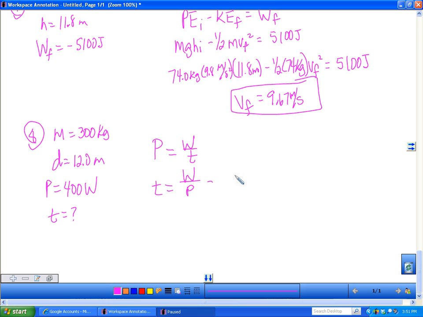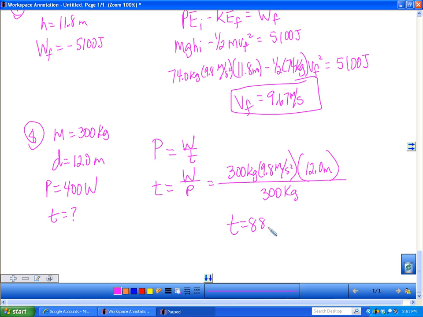The work done is 300 kilograms times 9.8, because if you're going to lift it straight up, you have to exert a force equal to its weight. I'm going to lift it 12 meters. And my power is 400 watts. So I got my time to be 88.2 seconds.